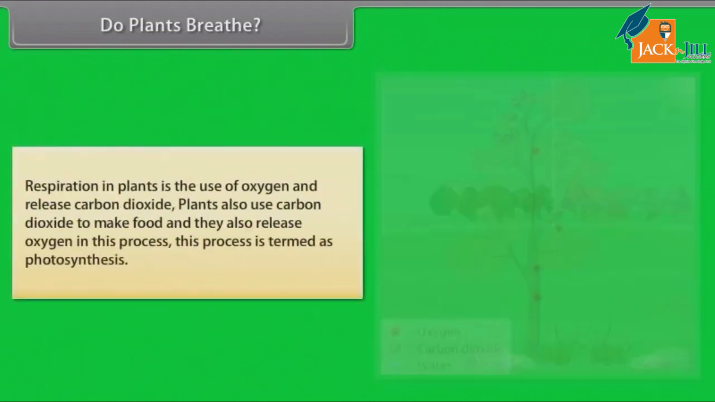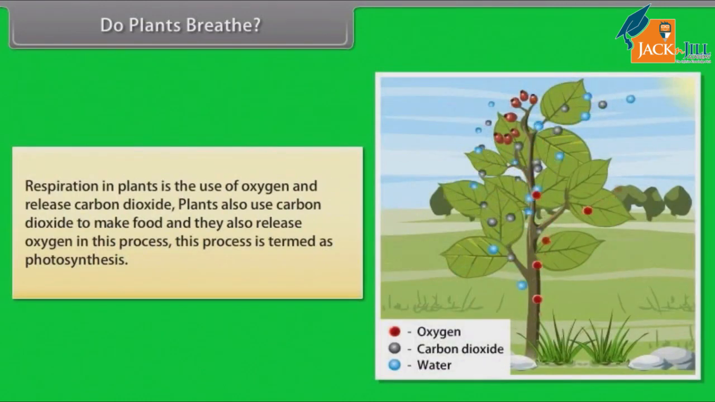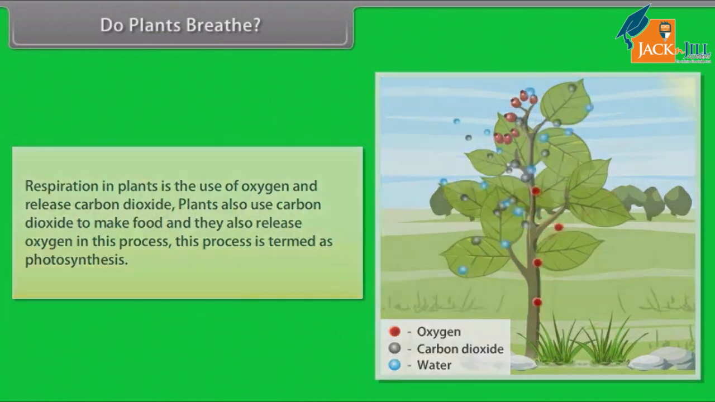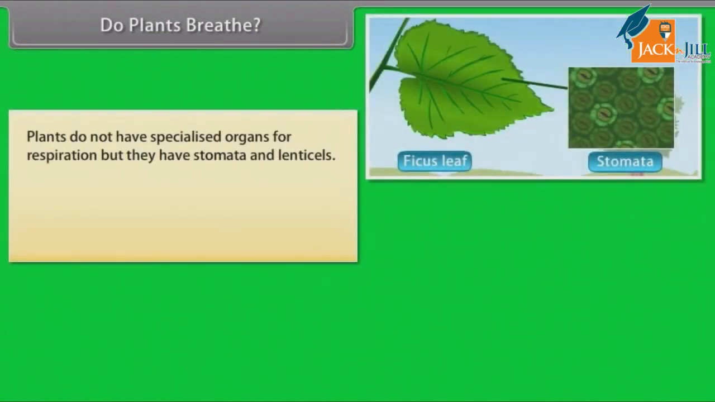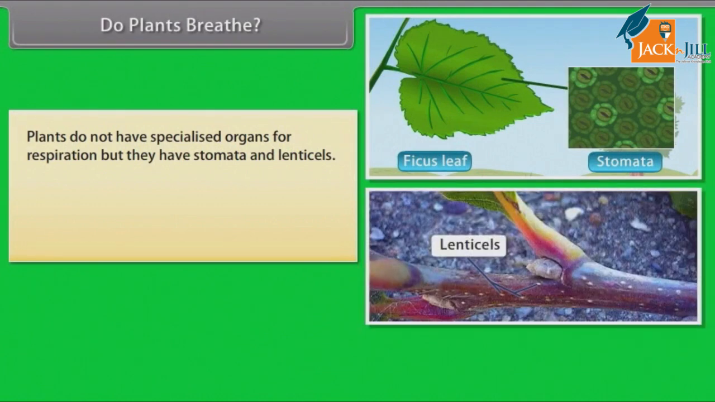Do plants breathe? There is no direct answer to this question. Respiration in plants is the use of oxygen and release of carbon dioxide. Plants also use carbon dioxide to make food, and they also release oxygen in this process. This process is termed as photosynthesis. Plants do not have specialized organs for respiration, but they have stomata and lenticels.